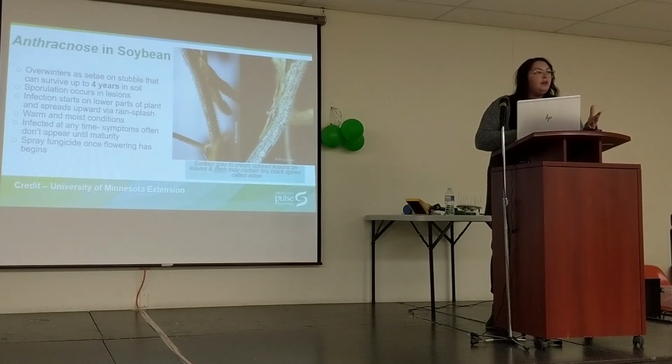In soybeans, however, if you have an early season infection, the symptoms may not show up until later in the season, which is kind of unique. You can control this disease again by spraying a fungicide at the onset of flowering as a preventative measure.